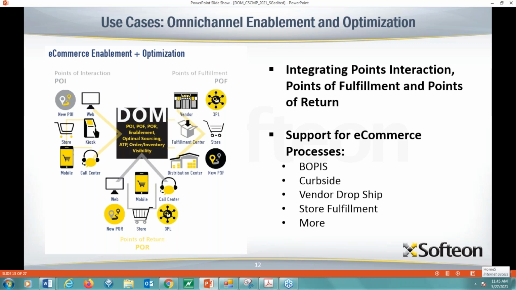And what you need to be able to do, and DOM can do this without changing internal systems, is enable all the different combinations of these POIs, POFs, and PORs, points of return. That's one of the key things DOM does. It also provides out-of-the-box support for the processes we've talked about already, BOPIS, curbside, et cetera, and allows you to add those processes without having to do anything other than working with us on the integration to your existing internal systems.